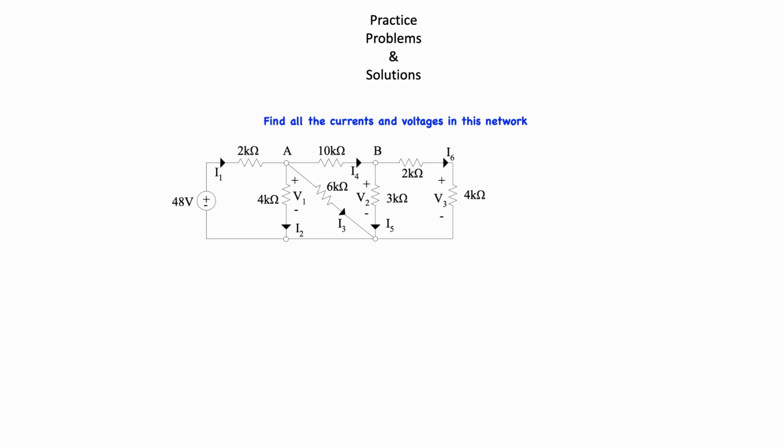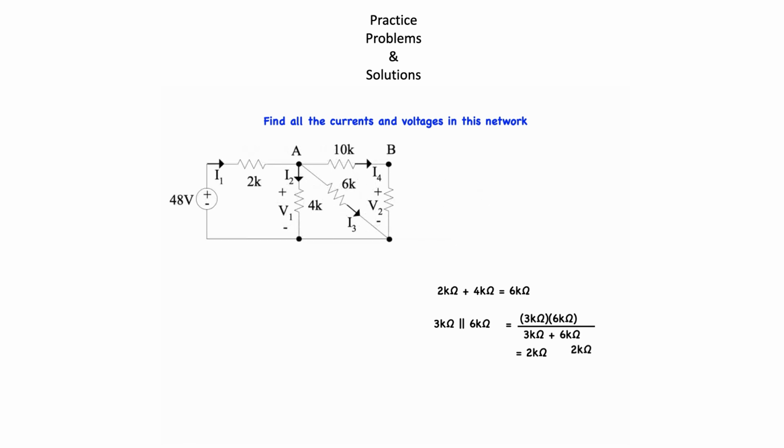Starting at the opposite end of the network from the source, the 2K ohm and the 4K ohm resistors are in series, which give us 6K ohm. And that combination is in parallel with the 3K ohm resistor, yielding 2K ohm. And that reduces the network to this.